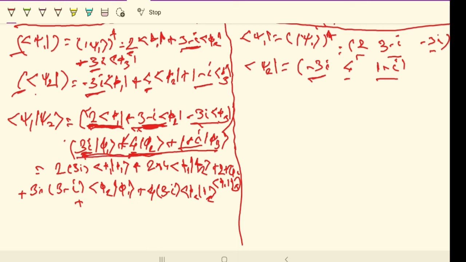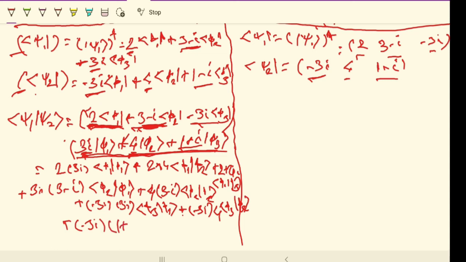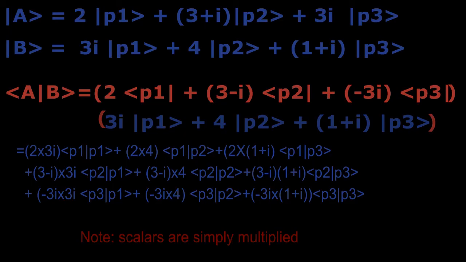Plus this minus 3i inner product with all of this vector. So that would be minus 3i into 3i, phi3 inner product with phi1, plus minus 3i inner product with 4, so 4 times phi3 inner product with phi2, plus minus 3i inner product with 1 plus i phi3.